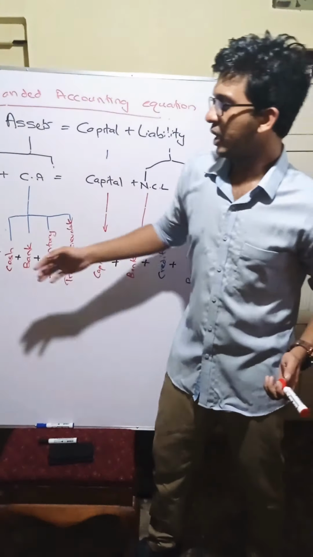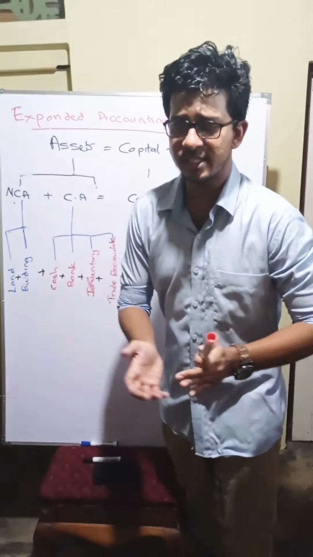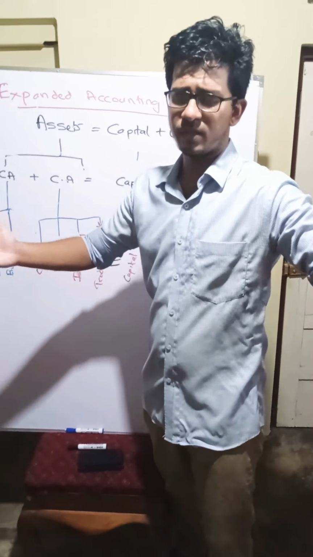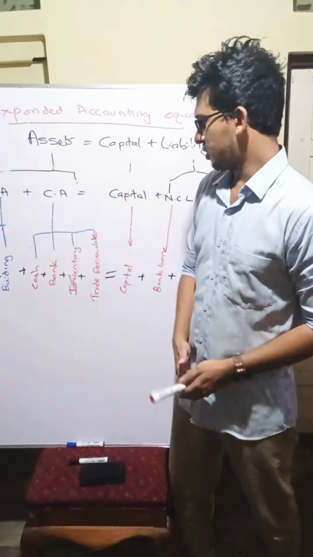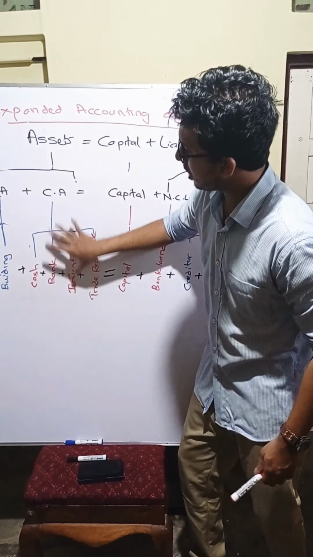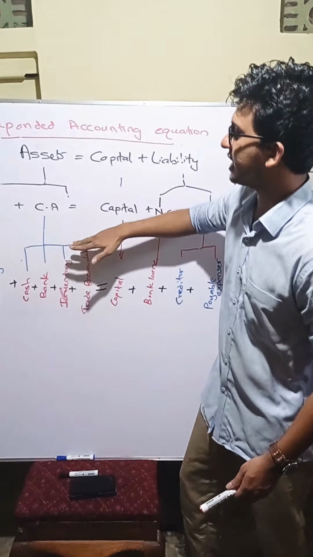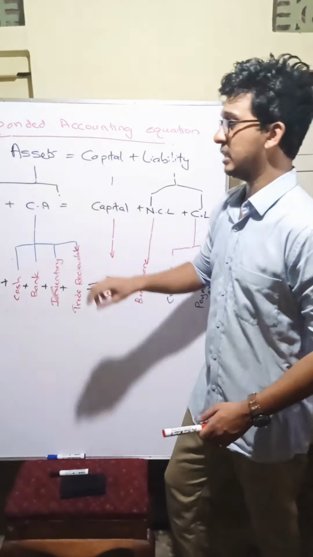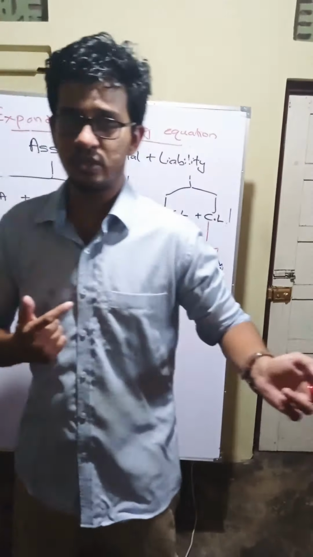I wrote only land and building here, so it depends on the sum. If furniture is coming or if machinery is coming, you have to add it also. Anything can come, depending on the sum. Here also for current assets I wrote only the main ones, anything else can also come. Current liability is also the same. Understood? These are called the expanded accounting equation. From the basic accounting equation, we can expand the accounting equation as we want. This equation is correct, this is also correct, and this is also correct. Understood?